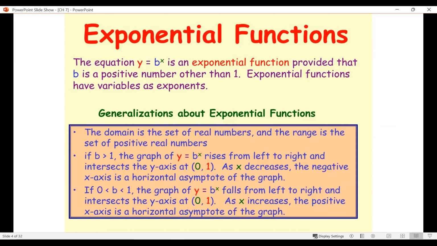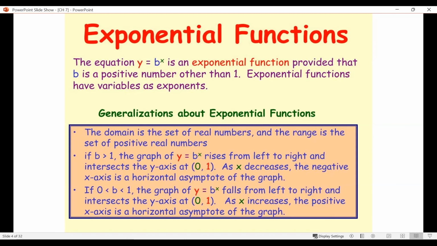If our base is bigger than 1, our graph increases from left to right, and it's going to intersect the y-axis at (0, 1). As you can imagine with this equation, y equals b to the x, whenever x is 0, since anything to the 0 power is 1, it doesn't matter what our base is, it will intersect the y-axis at (0, 1). As x gets more negative, the negative x-axis is the horizontal asymptote of the graph. And this, of course, is assuming we don't have any vertical shifts.